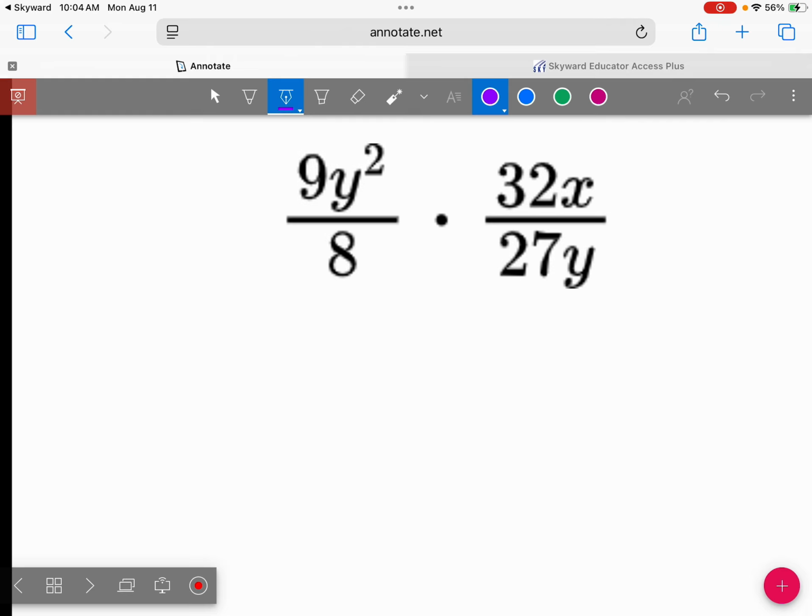Do we have anything in here that can simplify? The 9 and the 27, because 9 goes into 27 how many times? 3 times. Anything else that we can simplify? The 8 and 32. How many times does 8 go into 32? 4 times. Anything else we can simplify here? The y's. I have a y squared and I have a y. So I have 2 y's up here and I have 1 y down here. So this is going to cancel out with one of the y's.